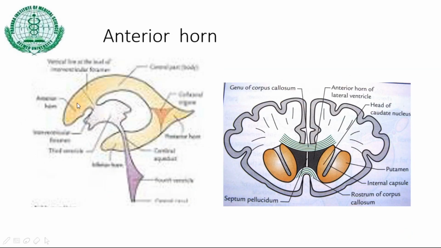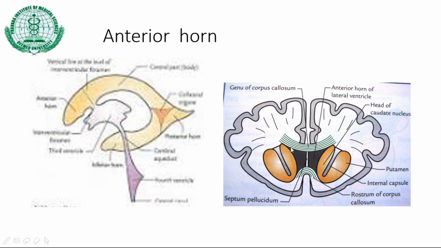The anterior horn of the lateral ventricle lies anterior to an imaginary line passing through the interventricular foramen. This horn is triangular in section and it has a roof, a floor and a medial wall. And it is closed anteriorly by the genu and the rostrum of the corpus callosum.